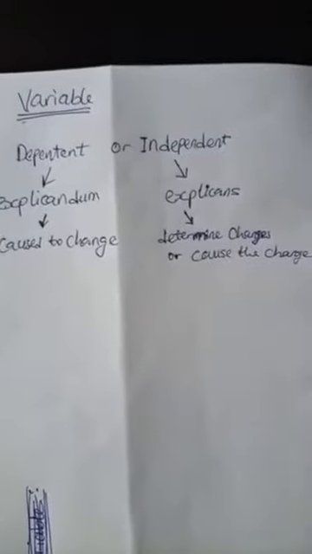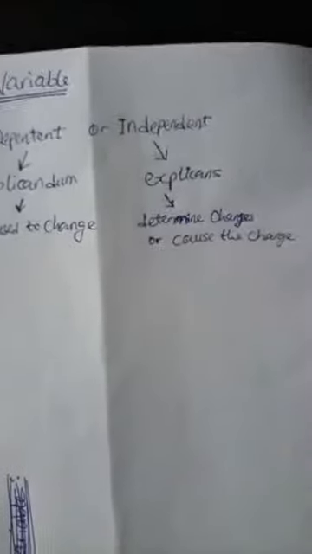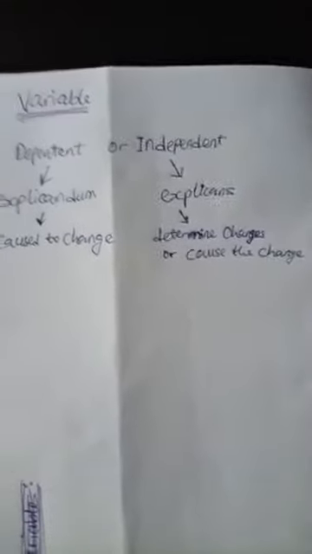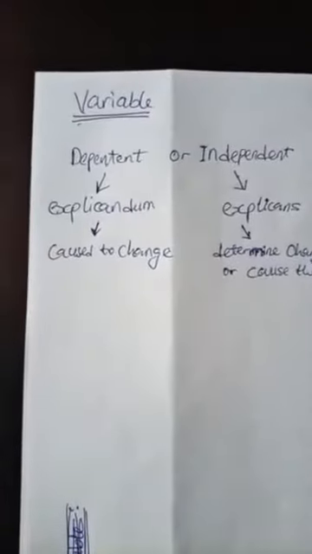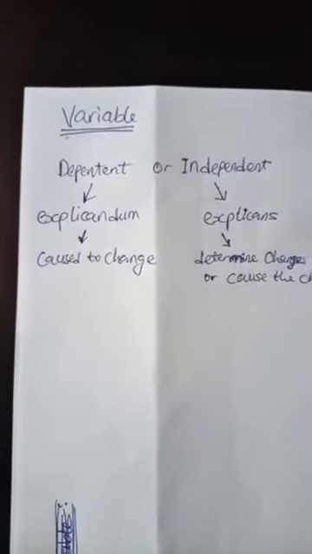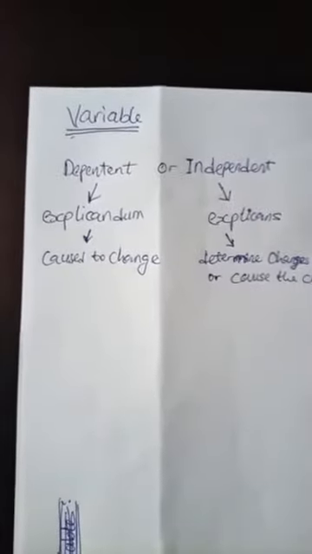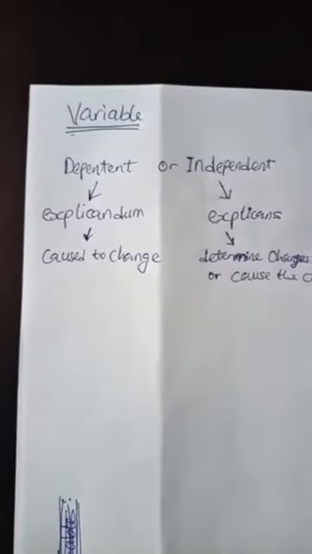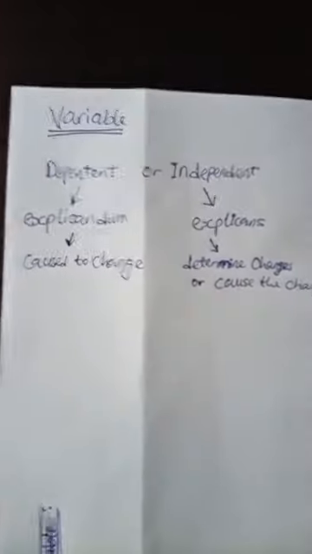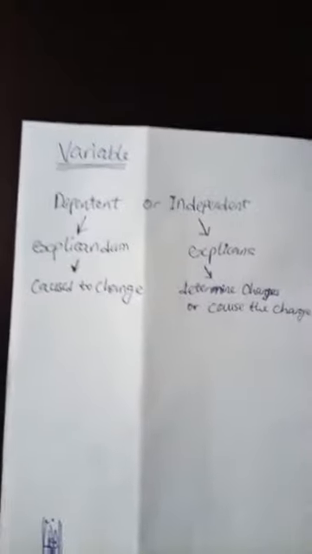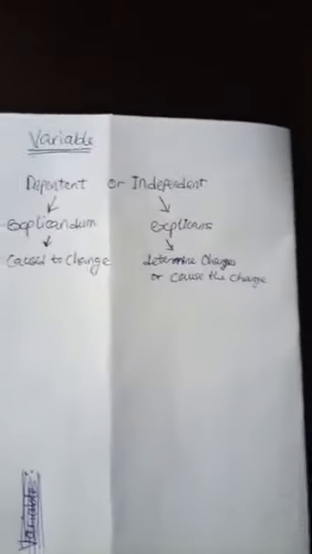The independent variables, which are explicants, determine changes in the observed event, or they cause a change in an observed event, while the dependent variables, which are explicandum, are the variables that are caused to change, or they are the variables which the change caused by the independent variable affects. So that is for dependent and independent.